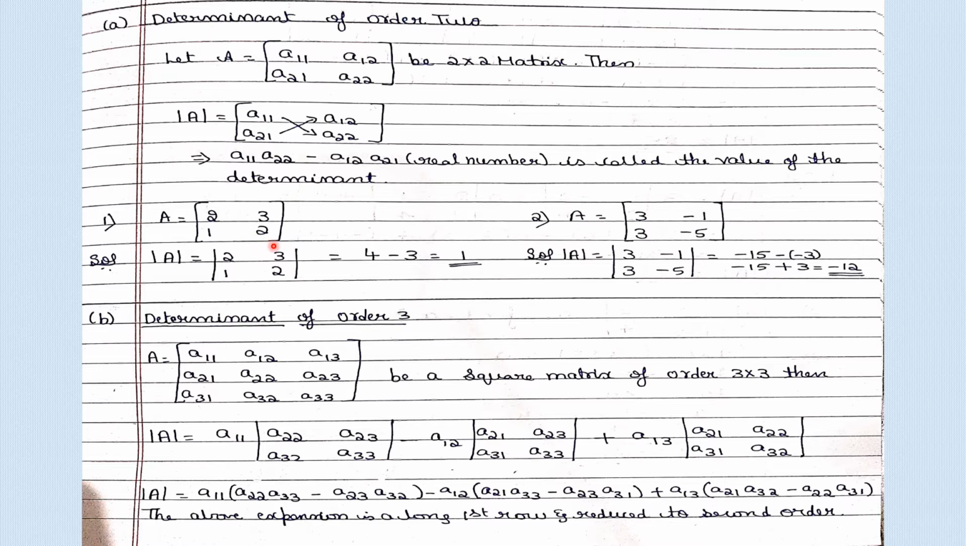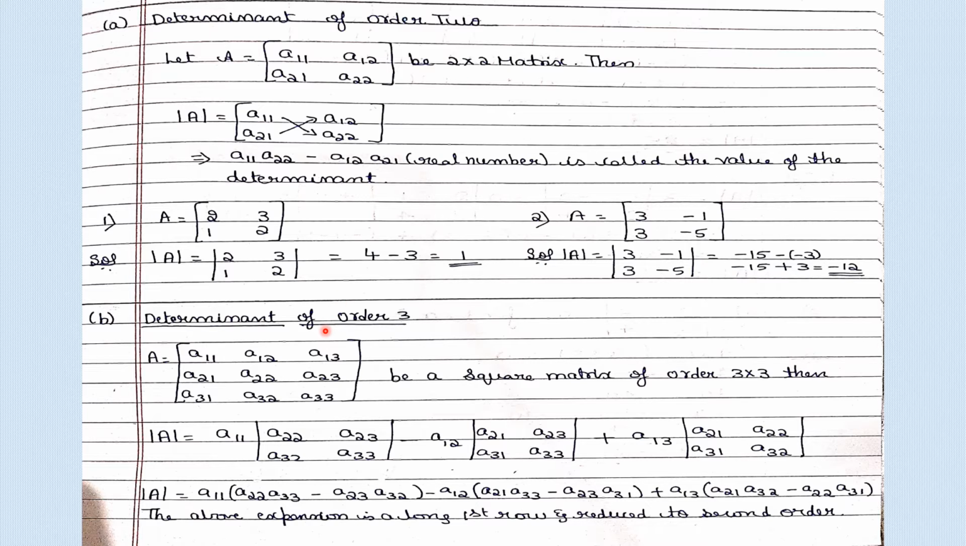Take an example: 2, 3, 1 and 2. 2 into 2 becomes 4. The next step, 3 into 1 becomes 3. Always use the subtraction symbol according to the rule. So 4 minus 3 is 1, so the determinant of A is 1. In the same way, 3 into minus 5 is minus 15, and minus 1 into 3 is minus 3. You already had a minus symbol, so minus into minus becomes plus: minus 15 plus 3 becomes minus 12. These are examples of determinants of order 2.